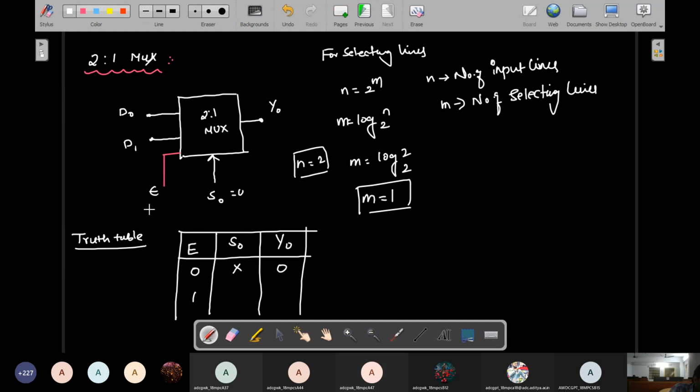Okay, now I'll give you enable is 1. Enable is 1 means it is on condition, so the multiplexer is on condition. If enable is high, the multiplexer is on. Now I'll apply the selecting line as 1. If the input is given 1, this output terminal is selected to the second terminal, like see. So this output is selecting the second line.